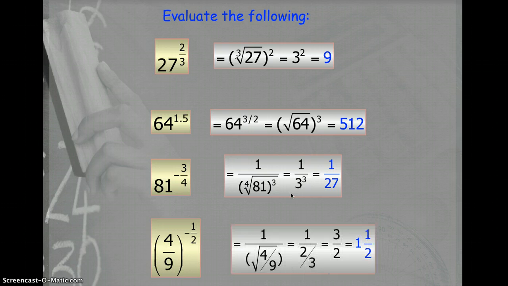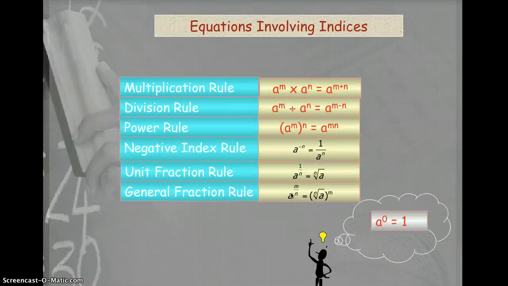I hope you got everything correct. In summary, here are the equations involving indices or your rules. Multiplication rule, you add the exponents. Division rule, you subtract the exponents. Power rule, you multiply the exponents. Now, take notice that you can only do this when your bases are the same. You multiply them when you have coefficients, but if you don't have coefficients, then you don't multiply.